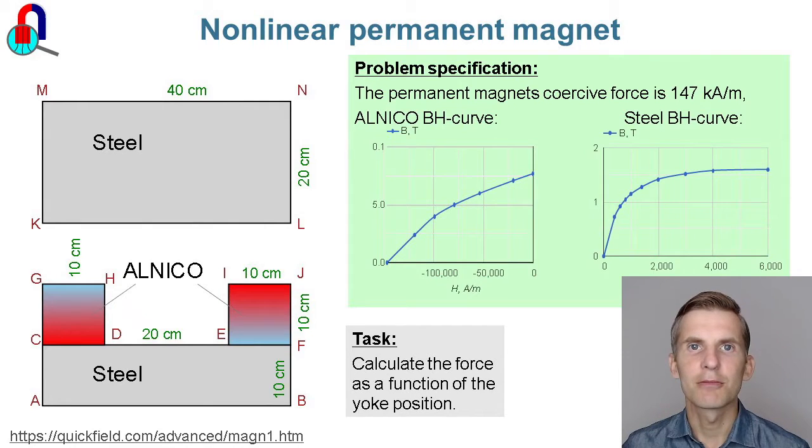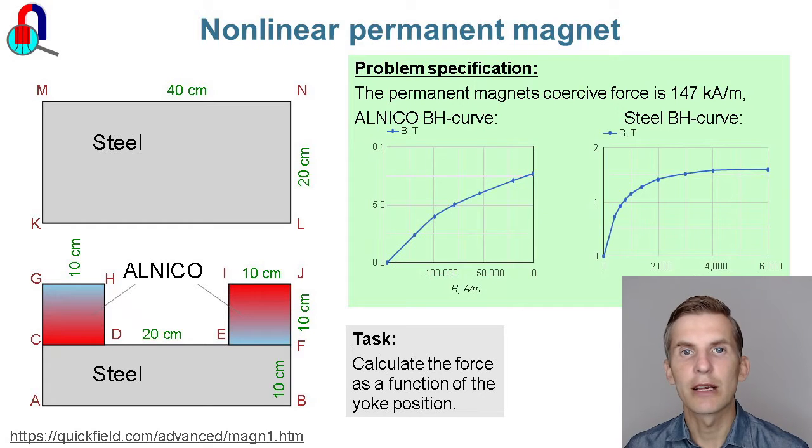Nonlinear permanent magnet. In this example, we have two permanent magnets glued to the steel core, and there is a movable steel yoke. Both the permanent magnets and the steel have nonlinear properties. That is, instead of constant magnetic permeability, you have to specify the BH curve data. My task is to find the force acting on the yoke as a function of the distance between the permanent magnets and the yoke.